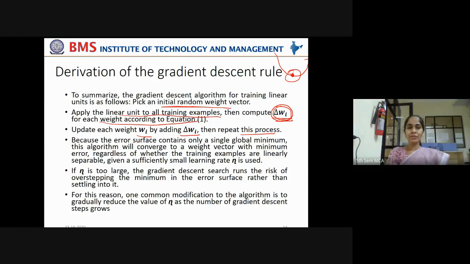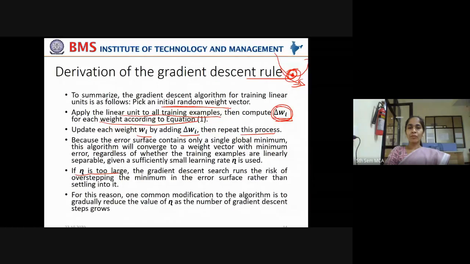If nu is too large, what will happen? The gradient descent search runs the risk of overstepping. Sometimes it may cross and go off in this direction, overstepping the minimum in the error surface rather than settling on this particular value. That is why the learning rate should be smaller and smaller as it reaches the global minimum, so that it doesn't overshoot the minimum value and go to the other side.